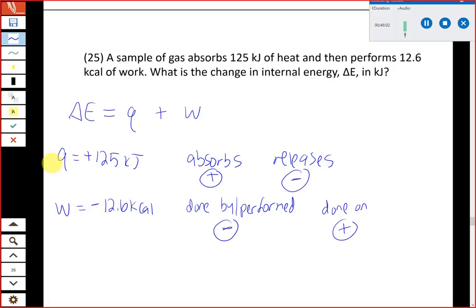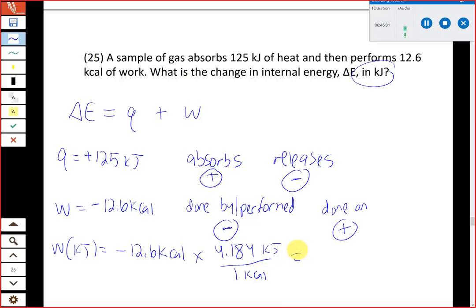Now, the other thing we have to do before we add them together is get them in the same units. We want delta E in kilojoules, so that means the work needs to be converted to kilojoules. So the work is minus 12.6 kilocalories, and then the conversion factor from calories to joules is the familiar number 4.184, which is also the specific heat of water. So 4.184 kilojoules in 1 kilocalorie. All right, so give me just a quick second to get that because I forgot to do this one ahead of time.